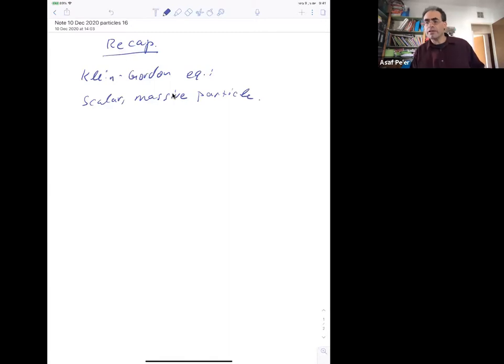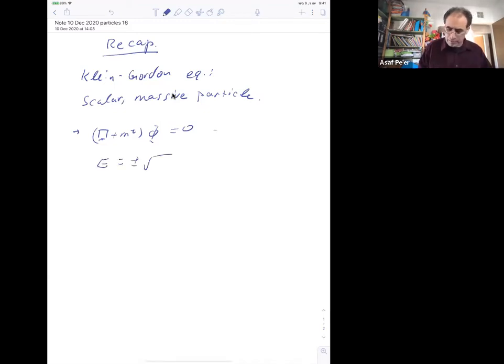And the important thing is that it needs to obey Einstein's relation, right? That E squared is P squared plus M squared. And so for that, Klein-Gordon introduced the equation, D'Alembertian plus M squared of phi is equal to 0. Now, this is fully relativistic, right? So E is plus or minus the square root of P squared plus M squared.